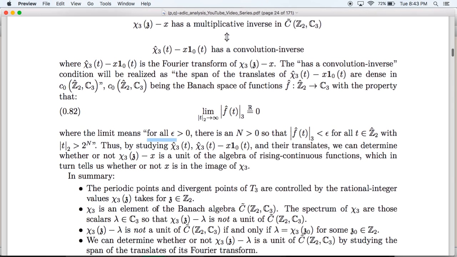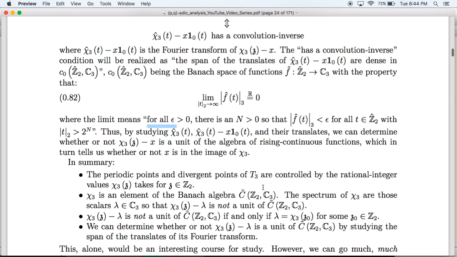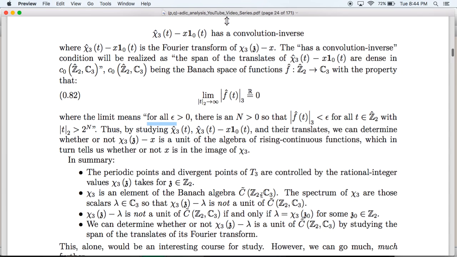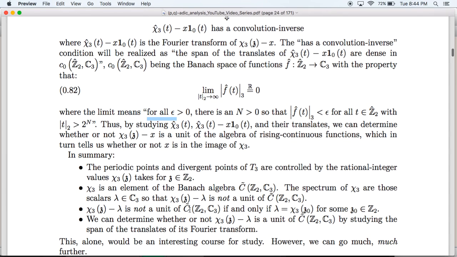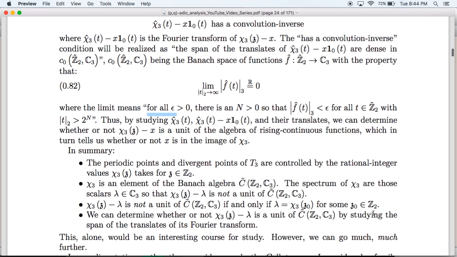So in summary, what have I done? The periodic points and divergent points of T3 are controlled by the rational integer values that chi3 takes over the two adic integers. Chi3 is an element of this Banach algebra of rising continuous functions, and so the spectrum of chi3 is the scalars lambda such that chi3 of z minus lambda is not a unit of this algebra. This function is not a unit of the algebra if and only if lambda is in the image of chi3 over z2, and we can determine whether or not chi3 of z minus lambda is a unit of the algebra by studying the span of the translates of its Fourier transform.